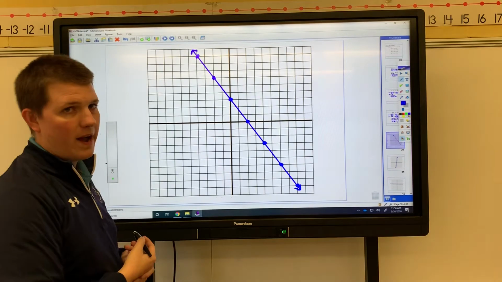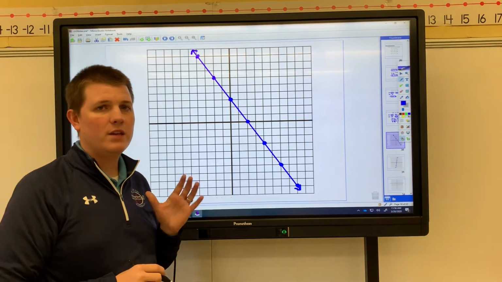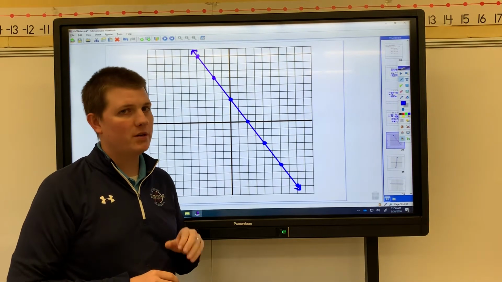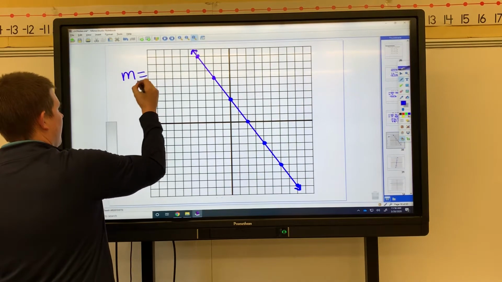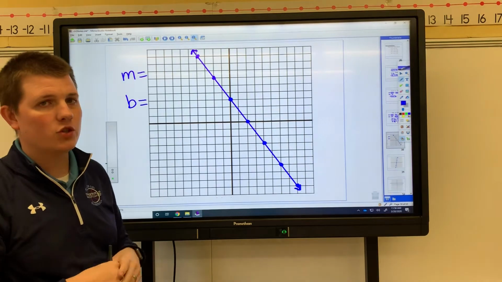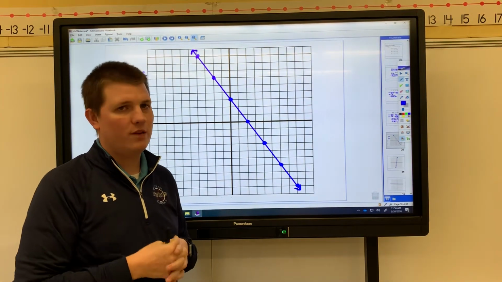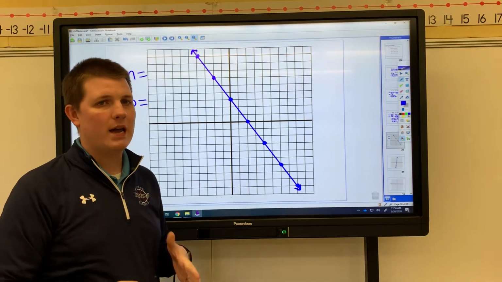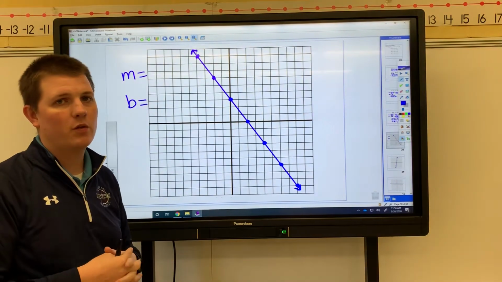So if I give you a graph with a line already drawn on it, I want you to write the equation of this line in slope-intercept form. Now, because it's in slope-intercept form, that means you need to find the m and you need to find the b. Well, let's remind ourselves what those are. The m is the slope, which is rise over run. The b is the y-intercept. Remember, the y-intercept is where the line crosses the y-axis. So we need to find the m and the b, and then we can plug it into slope-intercept form.